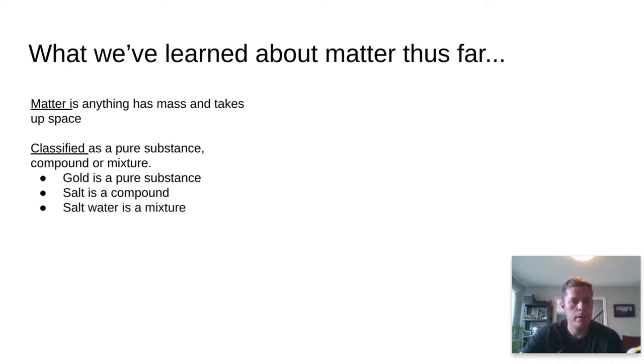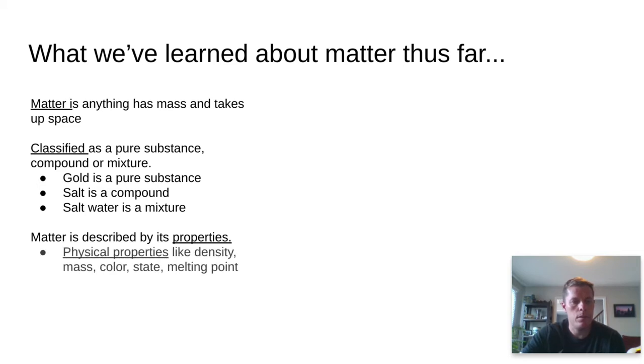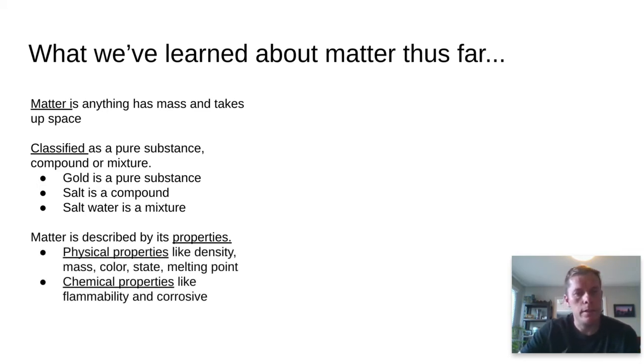And finally, a mixture. A mixture is when you have two or more compounds or two or more elements mixed together, like salt water, for example. You have water and salt. That's going to be classified as a mixture. So they are the three main classifications of matter. Moving on, we then learned about properties, and that's like a trait, how we can describe it. So there were physical properties and also chemical properties. And you can see some of the examples listed there below.